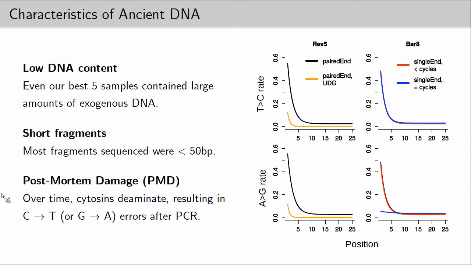Okay? So these are three things. We have a very low amount of data, generally, and we have these errors. Okay? And now we are interested in working with this data to understand or to infer genetic diversity in these ancient samples and compare them to modern samples.